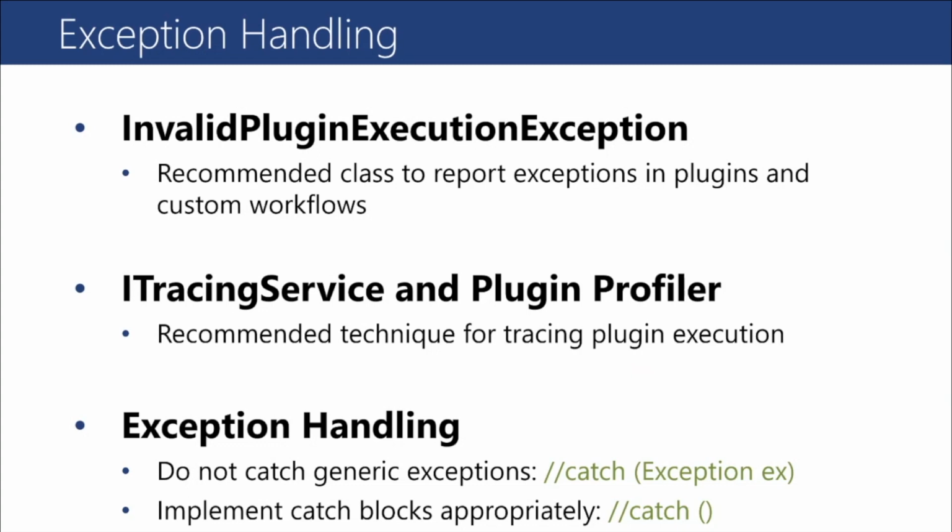Couple of best practices on exception handling. Do not catch generic exceptions. Sometimes we have seen the practice of catch exception EX, which will eventually catch every exception happening. Rather, you can have a very customized exception. You can create a base exception class, derive your custom exception from your base exception class, and eventually use invalid plugin execution exception to have that exception thrown back. But as a practice, do not use a generic exception catch.